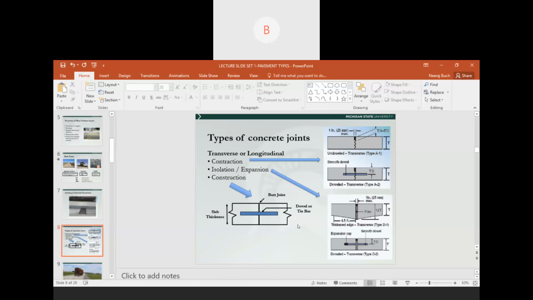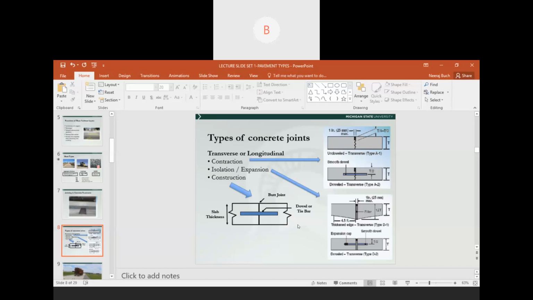On the other hand, a construction joint is usually placed at the end of the day when the construction is over for that day, because you have to have a smooth transition between one day's construction and the construction that happens the following day. So construction joints are exactly what they say: joints that mark the end of the day's construction.